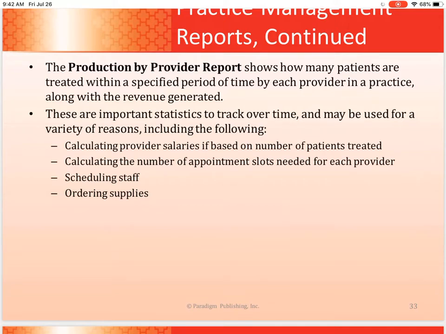Now, talking about using this report for slots and scheduling, an office manager is able to see at a glance which providers need the most appointment slots available for scheduling. So if you only have a physician that sees 2 or 3 patients a day, and you got a physician that sees 12 patients a day, well, you know which physician needs more slots.